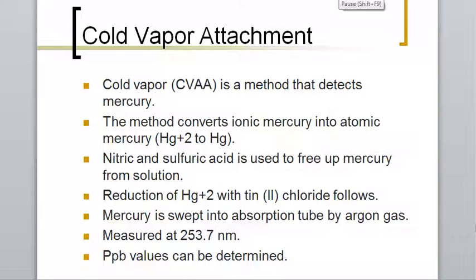Okay, so we are on to our second attachment that we're going to talk about concerning the AA, and this is something called cold vapor. Just like before with graphite, we have an abbreviation for cold vapor, and what we use is a CV AAS, and sometimes the S is left off, and that's understood to be a spectrophotometer. This is called cold vapor atomic absorption. So, cold vapor.